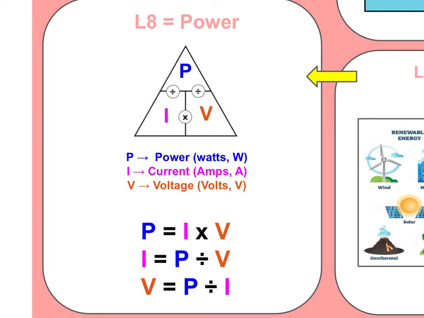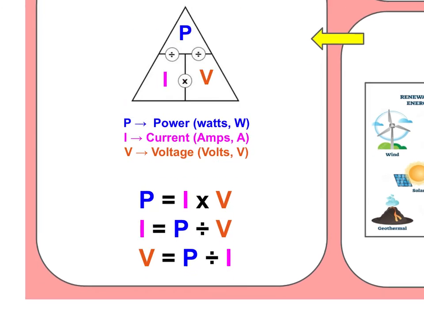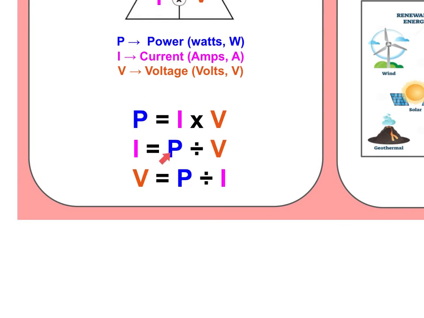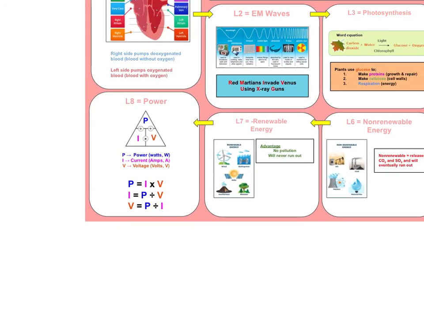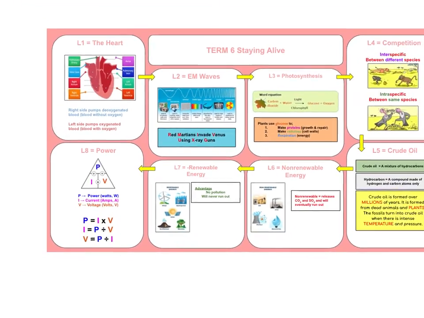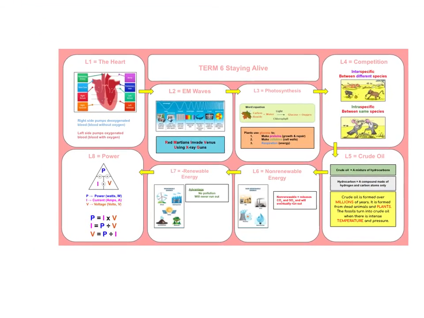If I'm looking to calculate a current, I put my finger over I, and I can see that it's P over V, P divided by V. So I is going to equal P divided by V. I just replace the letters with the values, and I'm good to go. I use a calculator, and all is good. And that's term 6, Staying Alive.